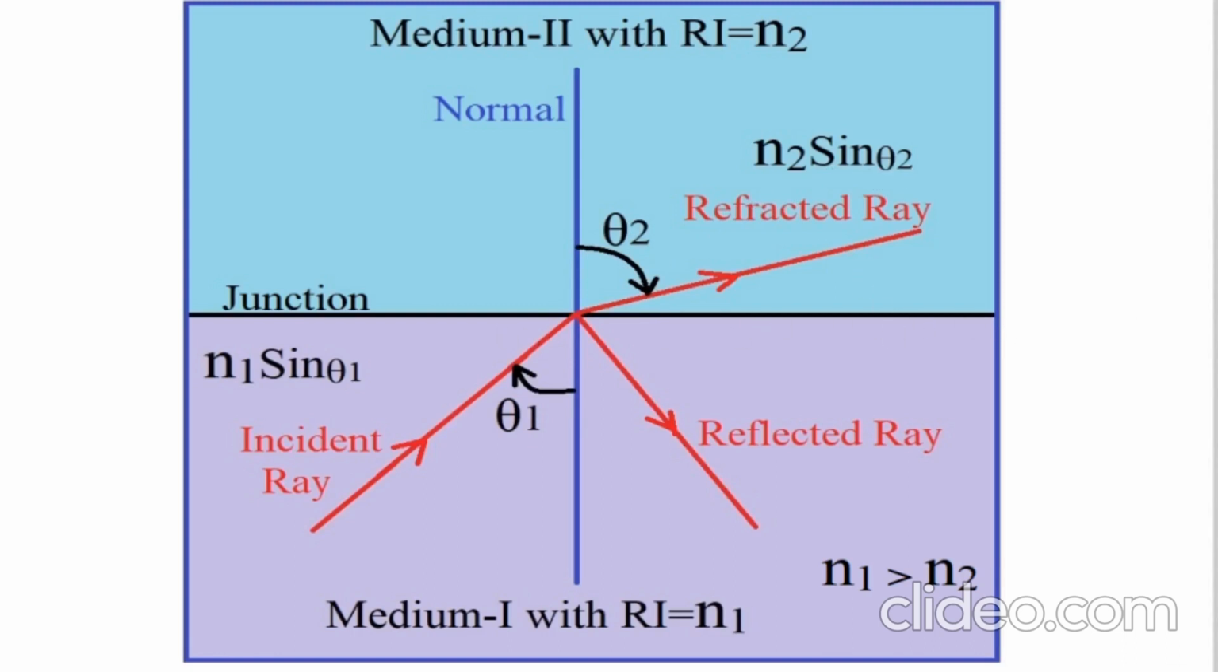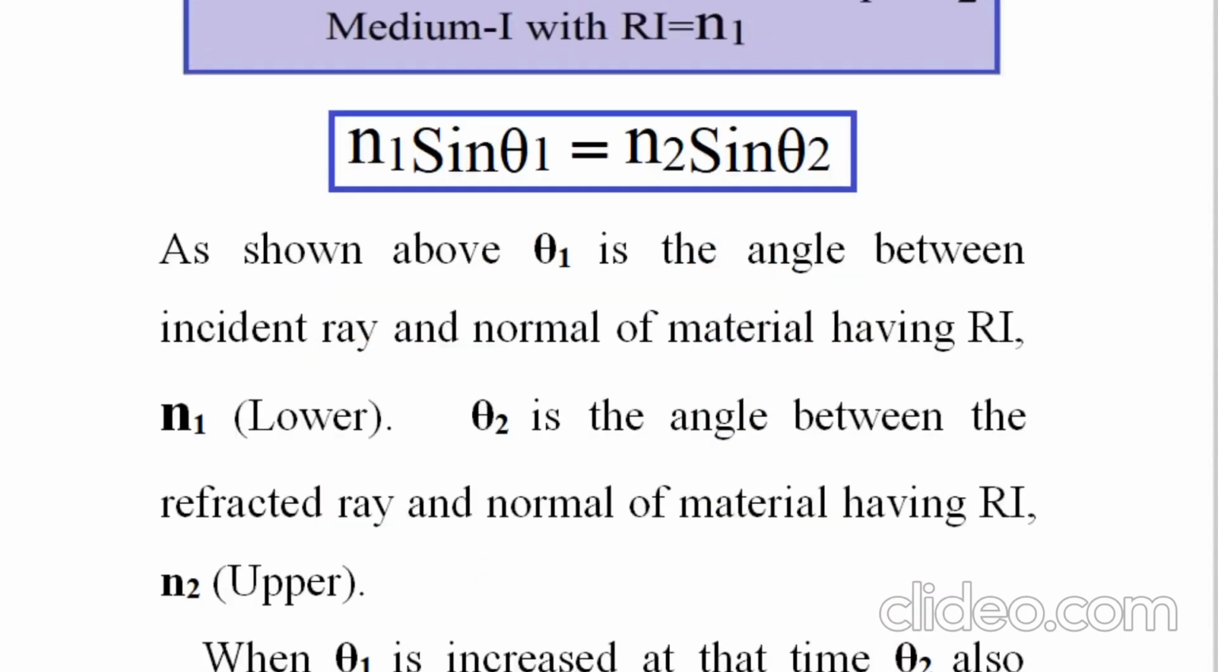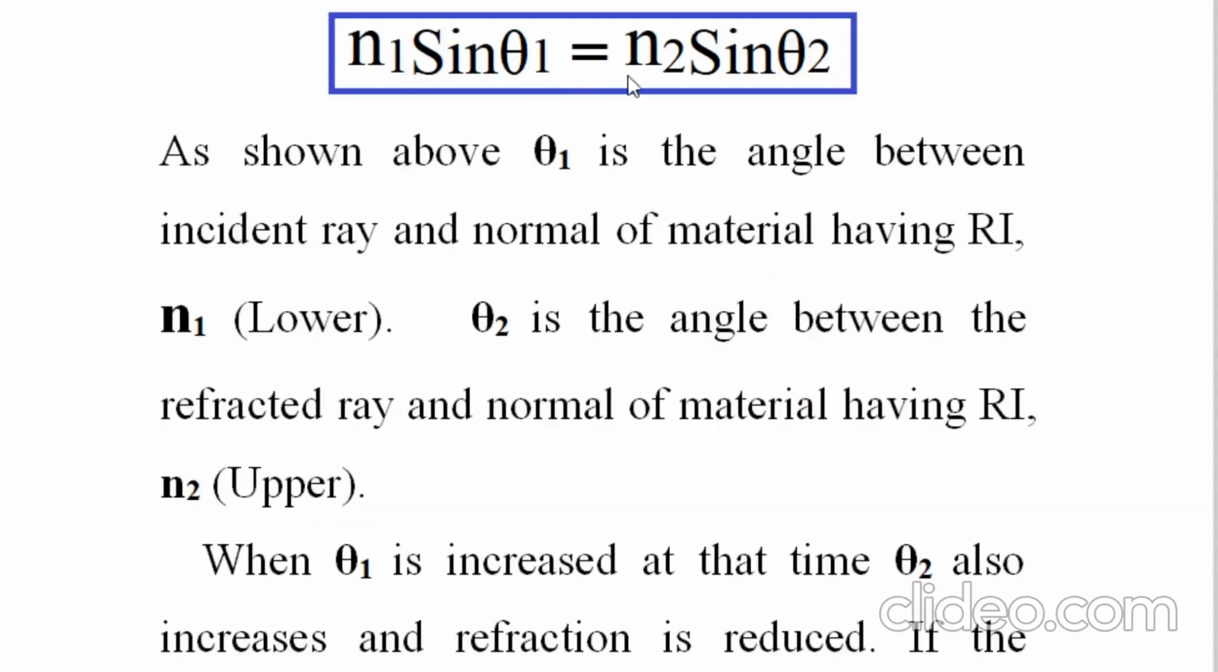According to Snell's law, always N1 sine theta 1 equals N2 sine theta 2. That is Snell's law. So we are going to write that equation now: N1 sine theta 1 equals N2 sine theta 2. Whatever I explained is written over here. As shown above, theta 1 is the angle between incident ray and normal of material having refractive index N1.